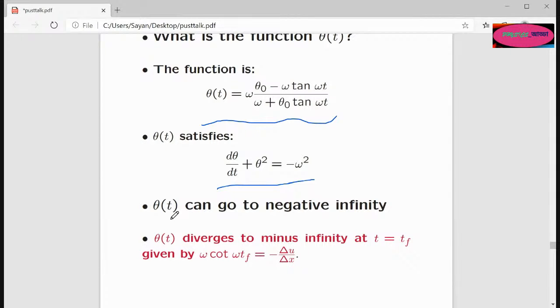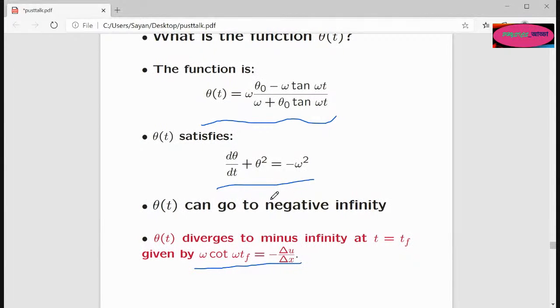And 2 is not sacrosanct. You can have as many trajectories as you want, and they will all start out with a negative theta naught and will eventually diverge to negative infinity when t goes to tf, and that tf is given by this relationship.